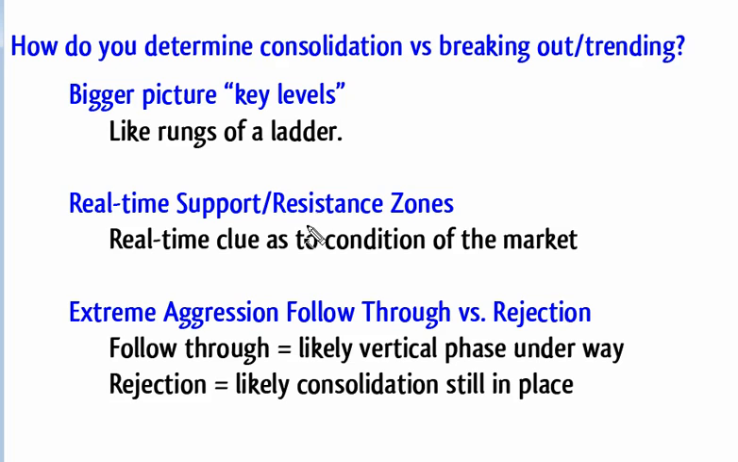One of them is what we call our bigger picture key levels. And I like to think of these as rungs of a ladder. Okay, so we have a bigger picture support level below the market and a bigger picture resistance level above the market. We want to see what the market does when it tests those levels. Does the market break out above that? And if so, it's probably going to go test the next rung higher. Or does it stay consolidated at that level? Then it's probably going to go test the next rung lower. And we see what the market does at that level.